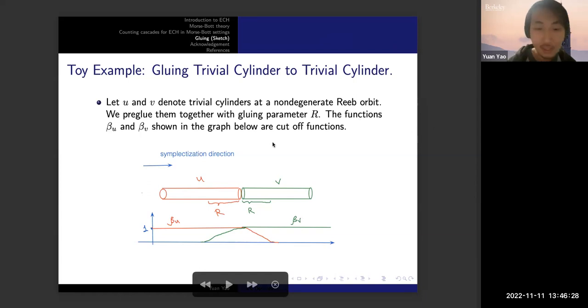This is to give you an illustration of how that machine works. Here in the picture below, I've drawn two trivial cylinders, and here's the symplectization direction. The two trivial cylinders are U and V. R is the gluing parameter, so at distance R, I cut them off. Here I've drawn two cutoff functions, beta U and beta V. Beta U is mostly supported in U, and after the gluing parameter I make it decay slowly to 0. Beta V is mostly supported in V, and after a bit I make it slowly decay to 0 after it leaves V.